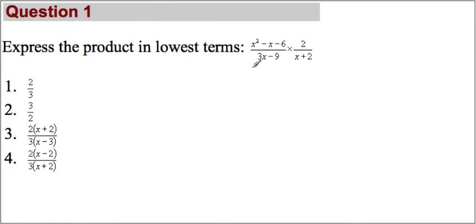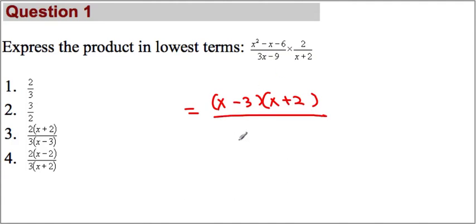How are we going to simplify this one? Alright, first step is to factor. So let's try to do that. When you factor x squared minus x minus 6, you'll realize that two numbers that multiply to negative 6 but add up to negative 1 will be x minus 3 and x plus 2.